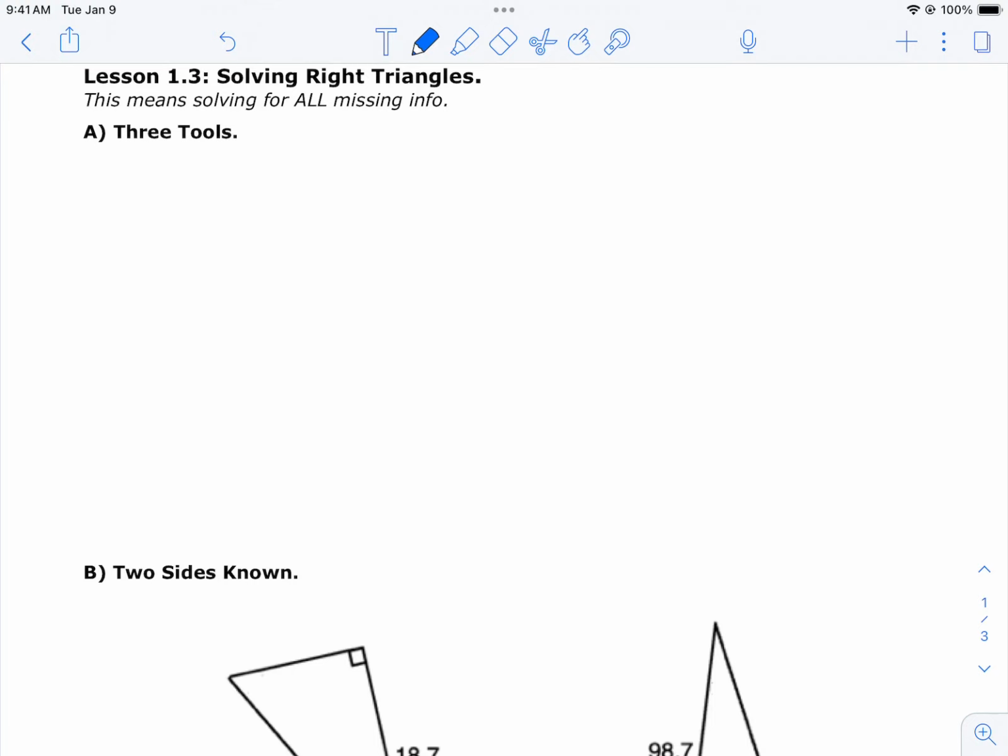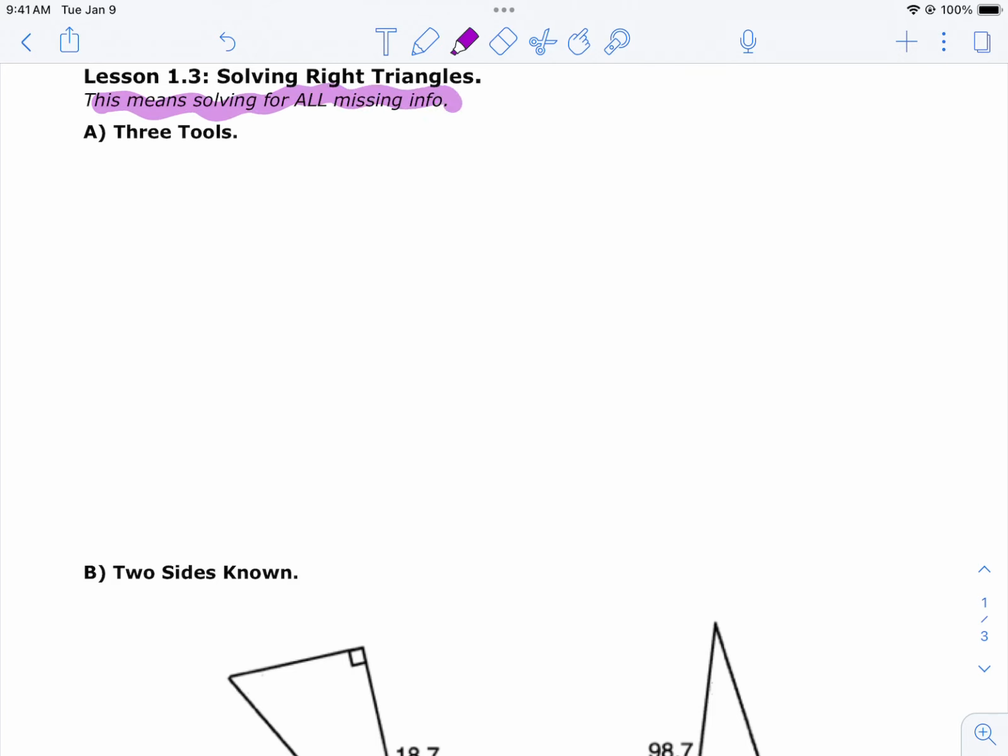Today we're solving right triangles. Now you might be asking yourself, haven't we been playing with right triangles all along? Yes, we've been playing with right triangles all along. But what makes this different is, whereas before we were saying, hey, get that angle, or hey, get that side, today it's like, hey, get everything.